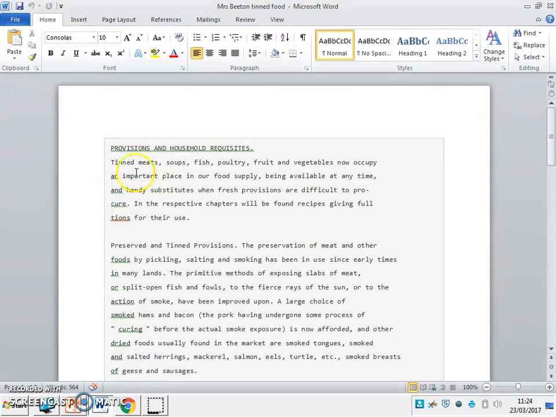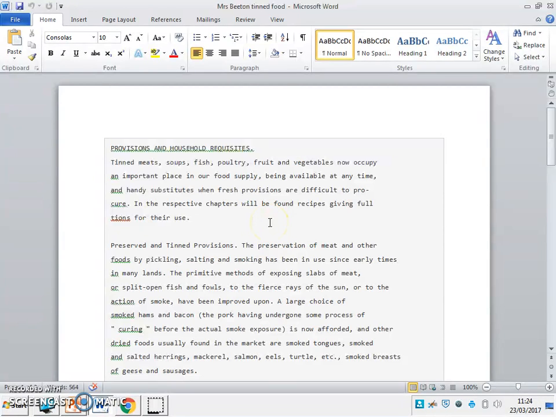We know what that means. And then we've got meat, fish, poultry, fruit and vegetables. So if we're looking up here, provisions and household requisites, we can guess that this probably means food. Probably means things you need to buy in, from the context.